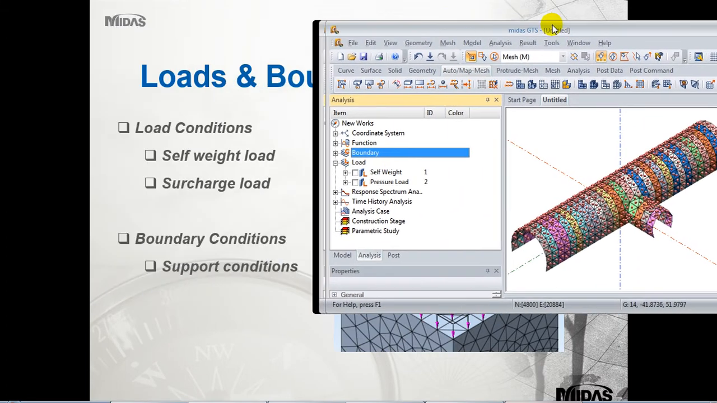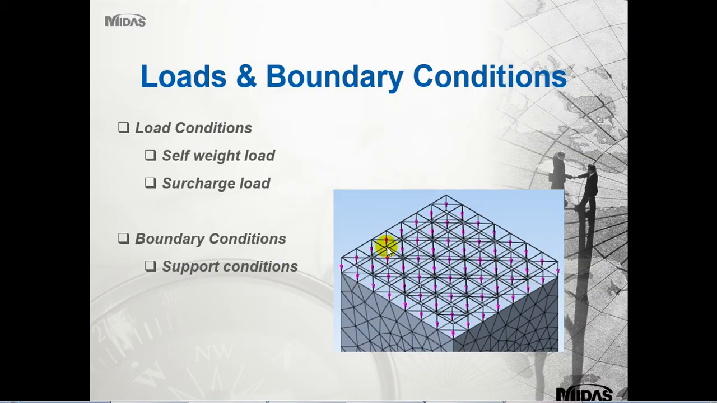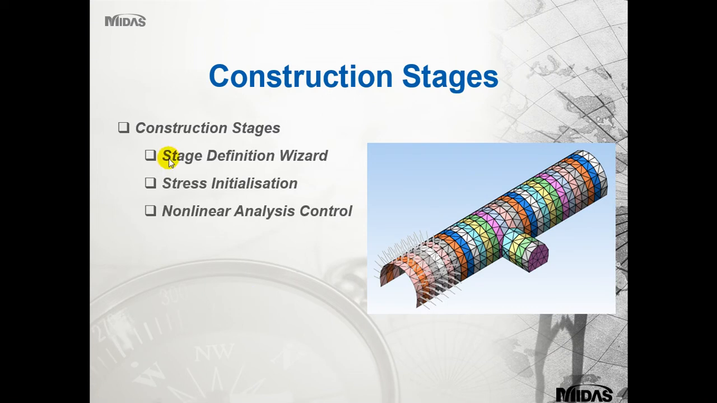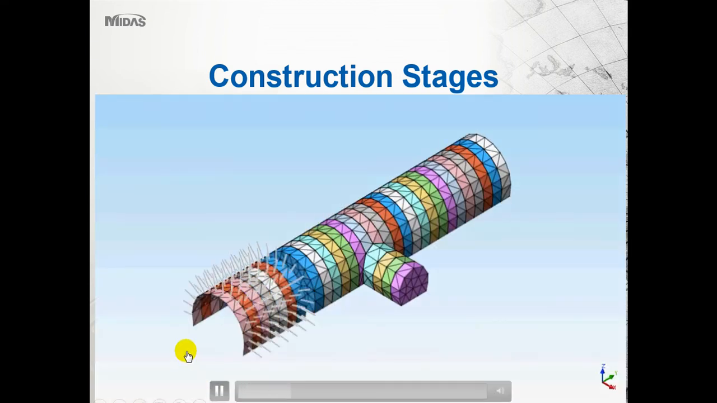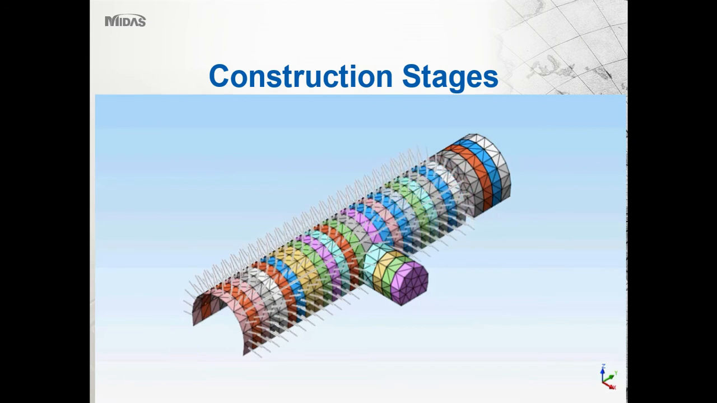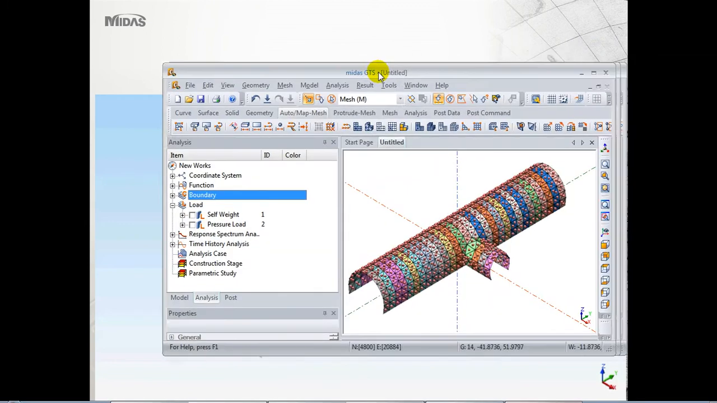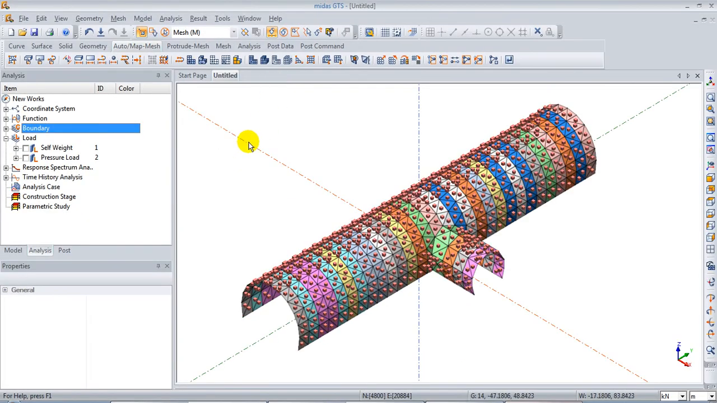Now we're going to go back over to the presentation view and just discuss this. So just talking about the construction stage analysis, first of all we're going to go to the stage definition wizard, then we're going to look at the stress initialization and the nonlinear analysis control. So just going to show you a brief video. Now this is construction stage analysis being carried out. As you can see, the segments are being removed, the shotcrete is being implemented, and also the rock bolts are being implemented as well. So now going back to the model view, I'm pulling up the construction stage wizard.